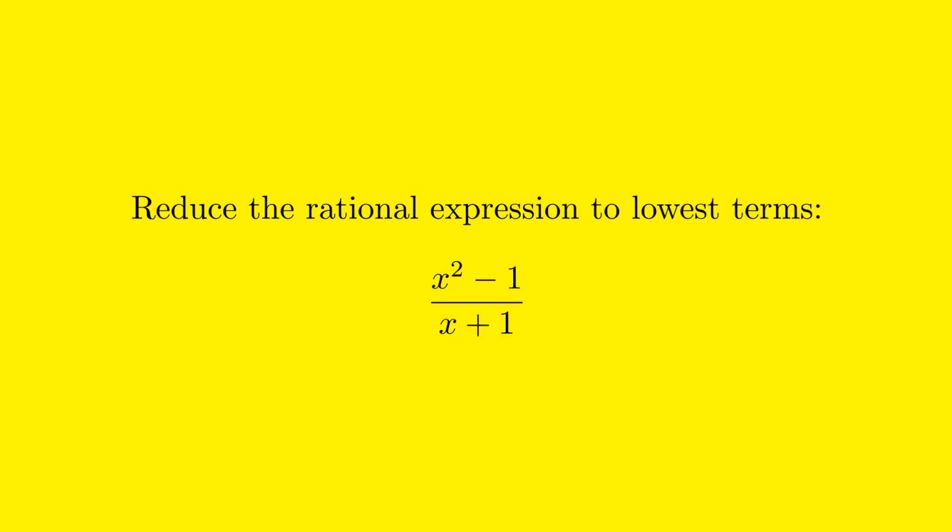Hello and welcome. In this video, we will be learning how to reduce the rational expression x squared minus 1 divided by x plus 1 to its lowest terms. This process involves simplifying the expression by factoring and canceling out common factors. By the end of this video, you will have a clear understanding of how to reduce rational expressions to their simplest form. Let's get started.